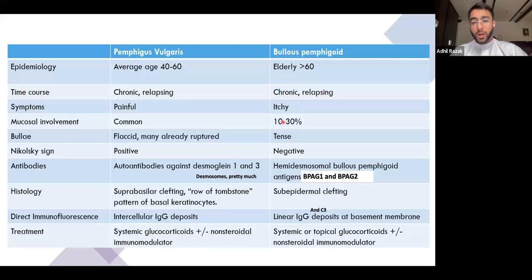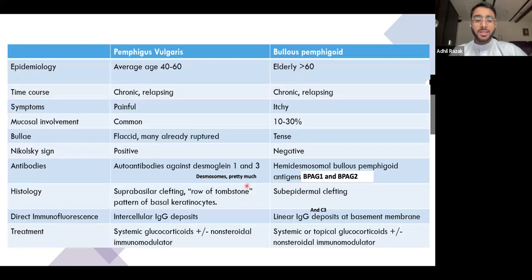One weird way that I remember the antigens involved is this. For pemphigus vulgaris, the condition is more serious. It's painful. It is Nikolsky positive. It can rupture, and it has mucosal involvement. It is a more serious variant of bullous pemphigoid, and bullous pemphigoid is kind of like the half-assed version of pemphigus vulgaris. At least this is how I remember. I don't know if it's going to help you.